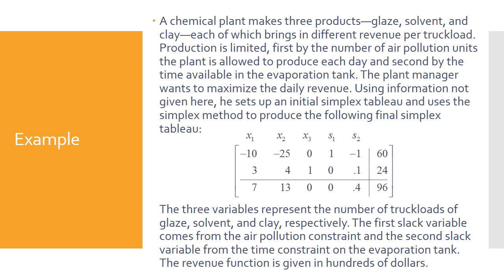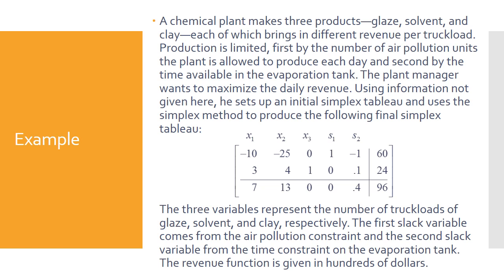Solution, looking right here, we see that x1 and x2 are both going to be 0. So glaze and solvent will be 0. x3, which is clay, is a basic variable, and it will be 24. s1 is a basic variable. It is the slack variable representing the number of air pollution units, and that will be 60. And then s2, which is time in the evaporation tank remaining, will be 0.